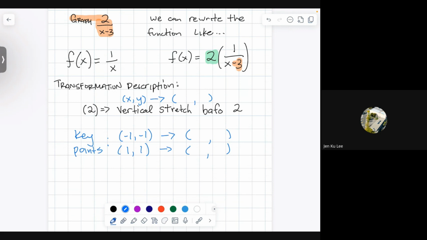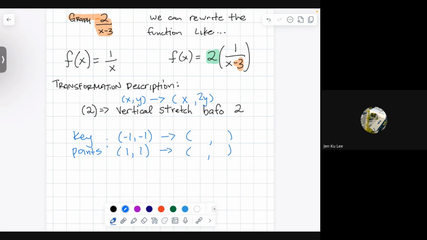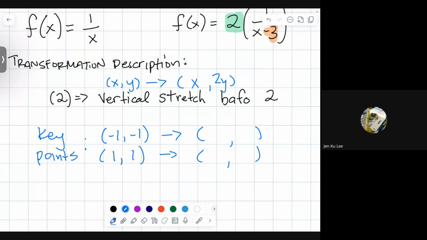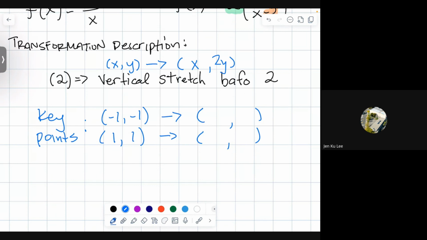Well, will my x change or my y change? It's vertical, so my y, right? My x would stay the same, comma, y would turn into 2y. So all I'm doing is multiplying my y value by 2. My -1, -1 would be -1, -2. 1, 1 would turn into 1, 2.